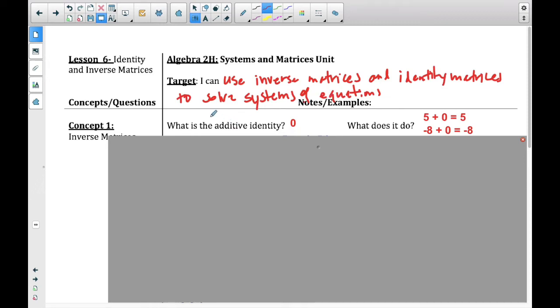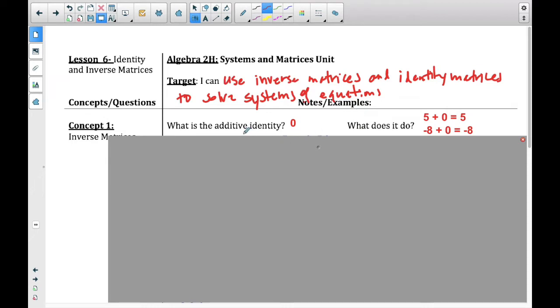Today's lesson is on identity matrices and inverse matrices. I realize I left out the target, so you might want to take a minute to think about what the target is. I can use inverse matrices and identity matrices to solve systems of equations. So that's what we're getting down to: how to use these things, how are they helpful? Why do we care about matrices?